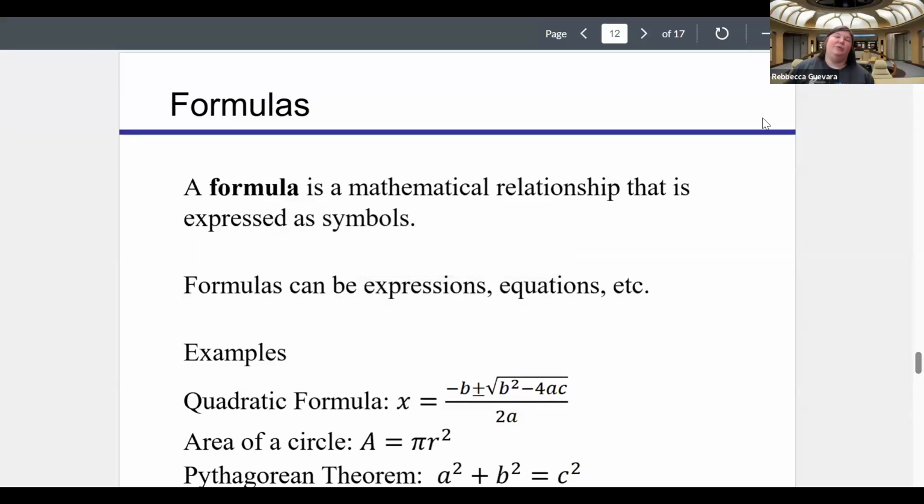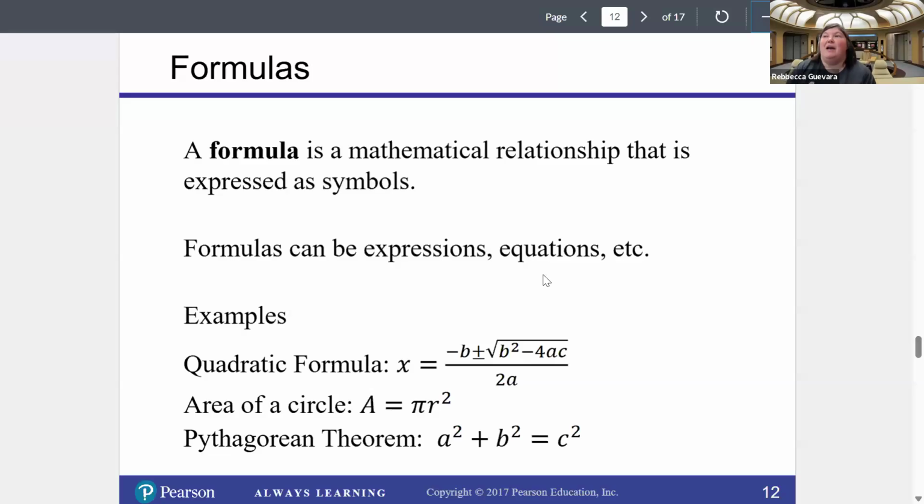All right, so we're going to extend off of evaluating expressions and going into formulas. Going into formulas is pretty much evaluating expressions. There's going to be a slight difference to this. So a formula is a mathematical relationship that is expressed as symbols. And you've seen some of these before.